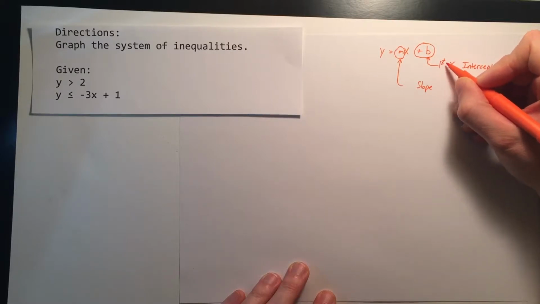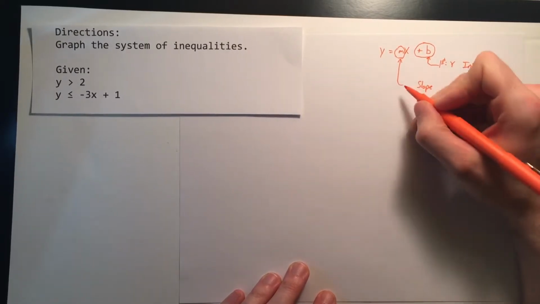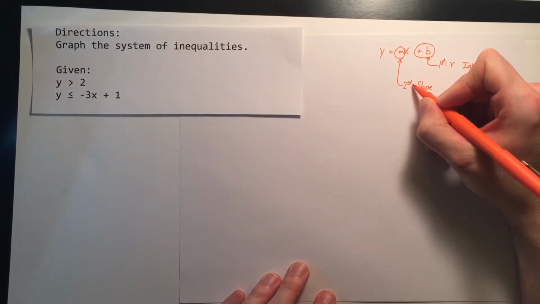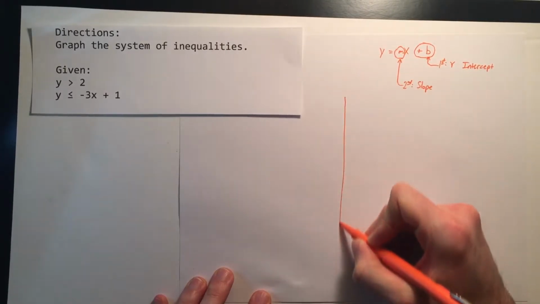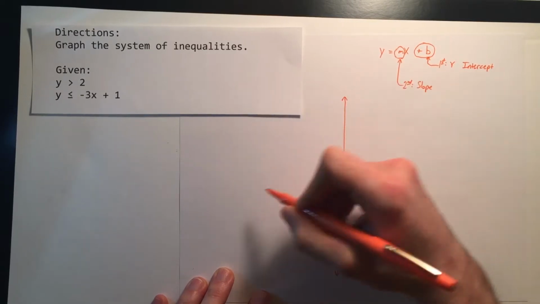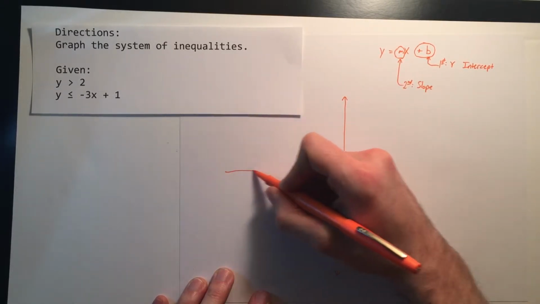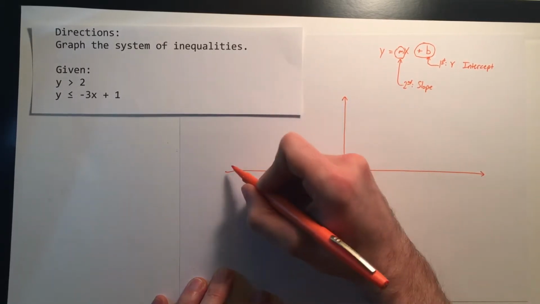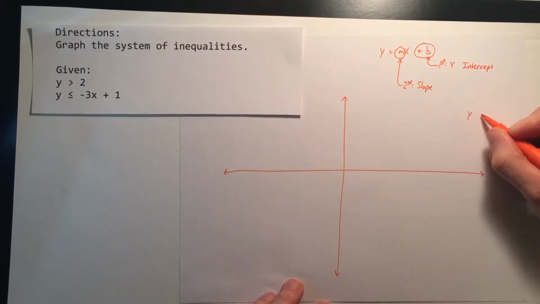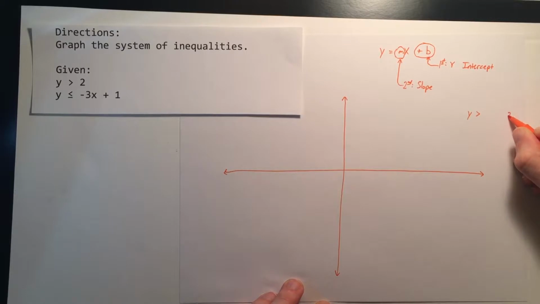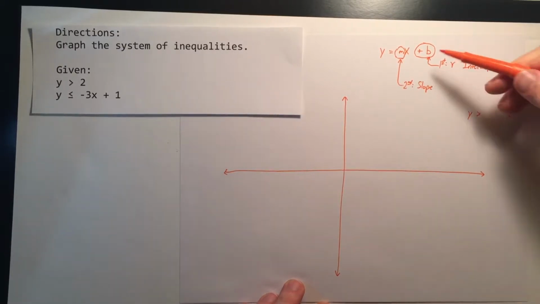Now, we actually are going to use these in reverse order, remember. This is the first thing that we look at when we're graphing, and this is the second thing that we look at when we're graphing. So let's make our graph. And let's copy over our first inequality.